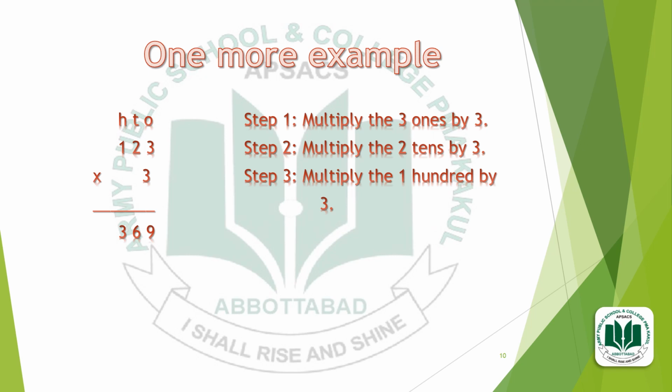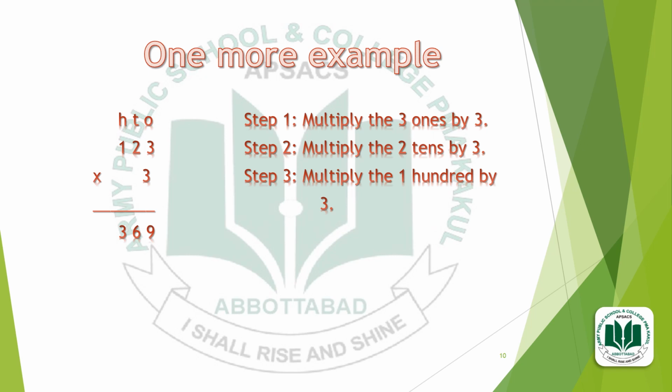Here is one more example for you in which I have a 3-digit number, 123 multiplied by 3. We follow the same steps in this question also. We start the multiplication from the ones side. 3 3s are 9 and then write down the 9 under the ones column.